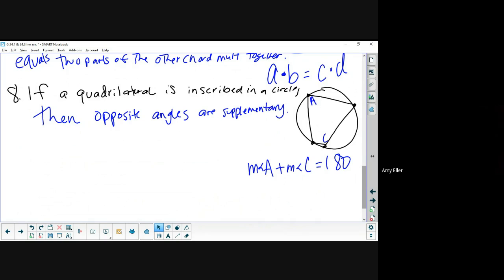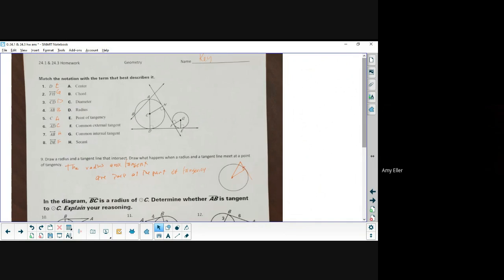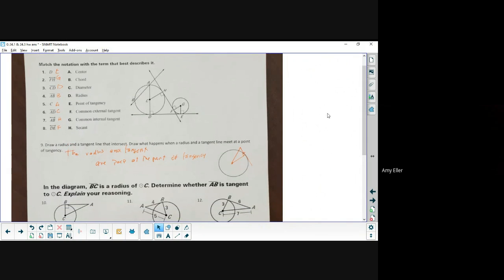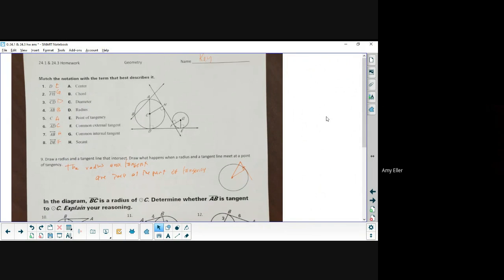Okay, we have two homework assignments to go over. Let's look at the first one, 24-1, 24-3, that was from Thursday. I don't expect you to read the answers from the board, so I will read them aloud.